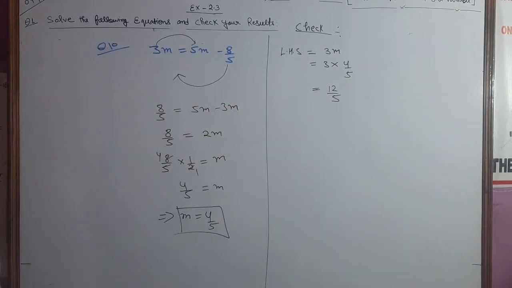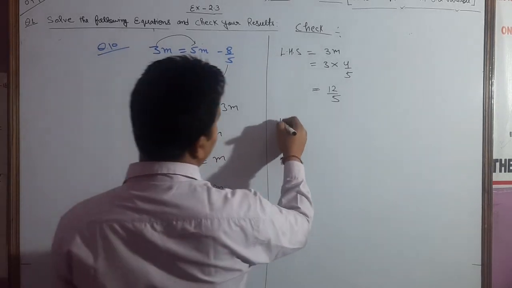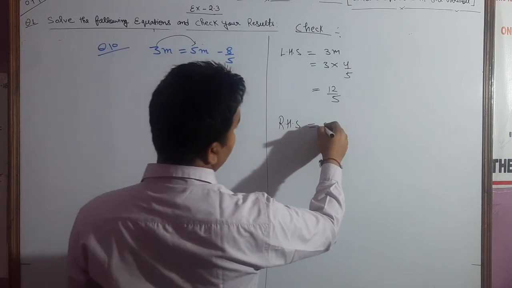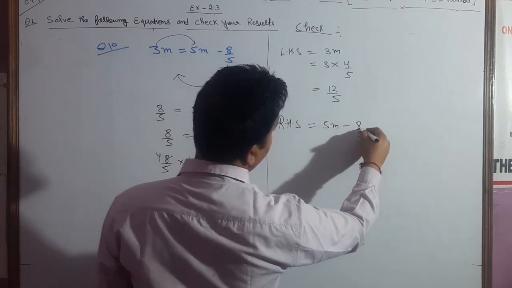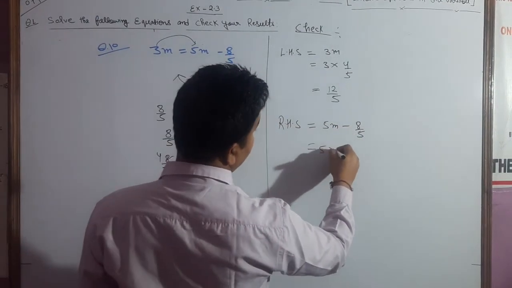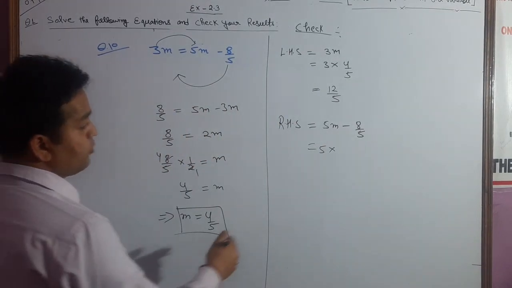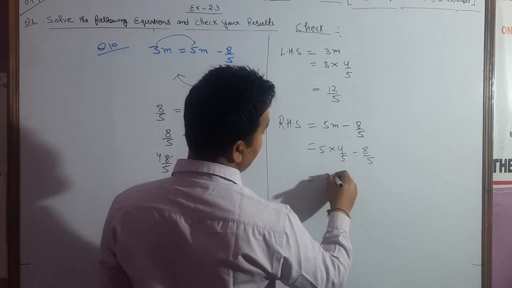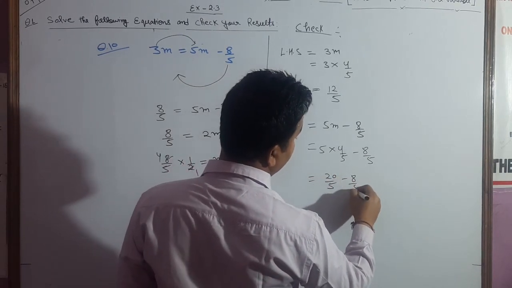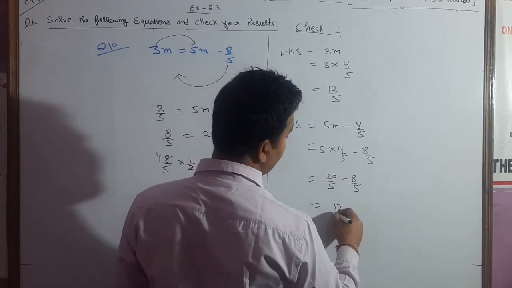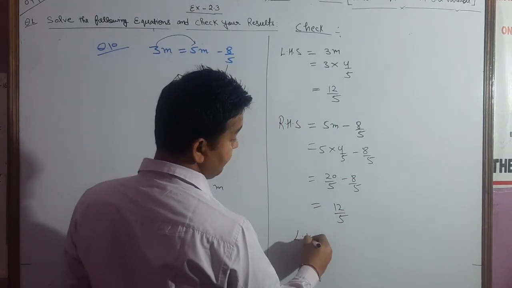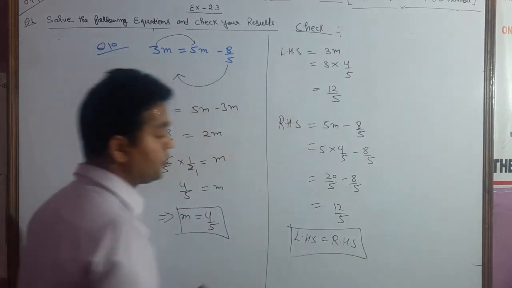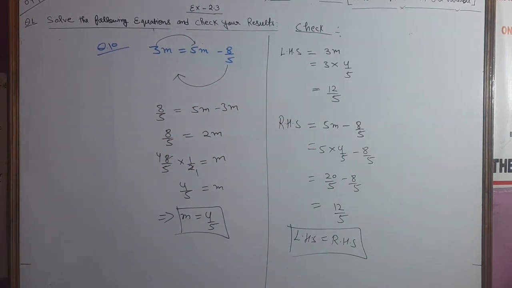Now you have to check the right hand side to see whether your answer is right or wrong. Then again put the right hand side here. The right hand side is 5m minus 8 by 5. Now 5 into the value of m, you get 4 by 5. Just put 4 by 5 minus 8 by 5. It becomes 20 by 5 minus 8 by 5. Then 20 minus 8 you get 12, 12 by 5. So left hand side is equal to right hand side. It means that your answer is right. So hope you understand.